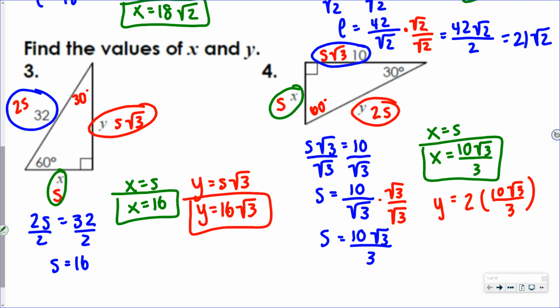So 2 as a fraction, you can think 2 over 1. I want to double this. So that would just make 2 times 10 is 20. Root 3 over 1 times 3 is 3.